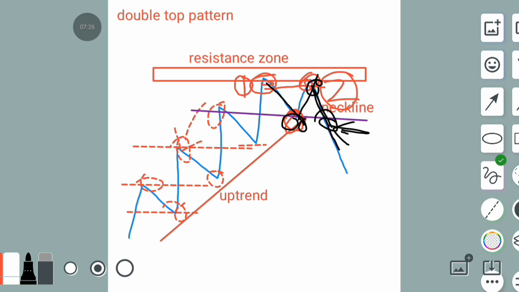So a double top pattern gives us a sell entry, sell opportunity. So we only sell when we have seen, and it also only becomes a valid double top pattern when this price moves and breaks the neckline here. I will repeat that. You only sell when you have seen that the price has broken the neckline, forming what we call a change of character.